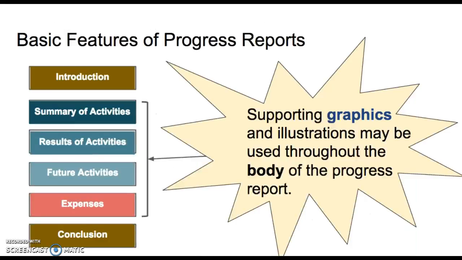All right, now let's review the basic features of progress reports. Remember that you have several different sections in a progress report. The introduction, which clearly states the report's purpose and main point. You have a summary of activities that occurred within the reporting period. So that could include the results of your activities and even future activities that you anticipate to happen.